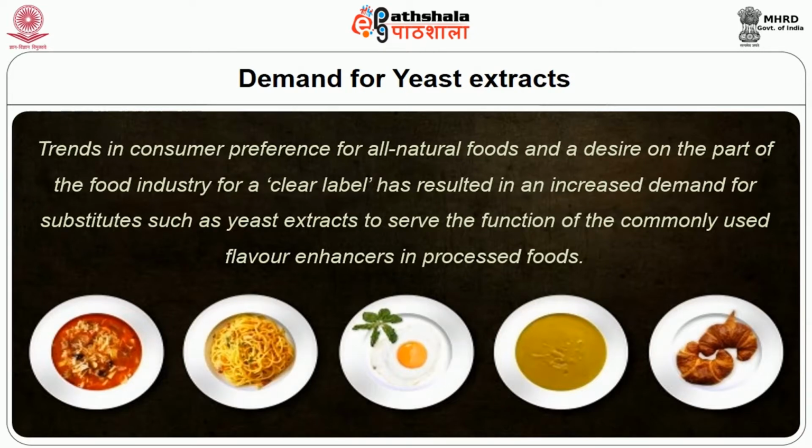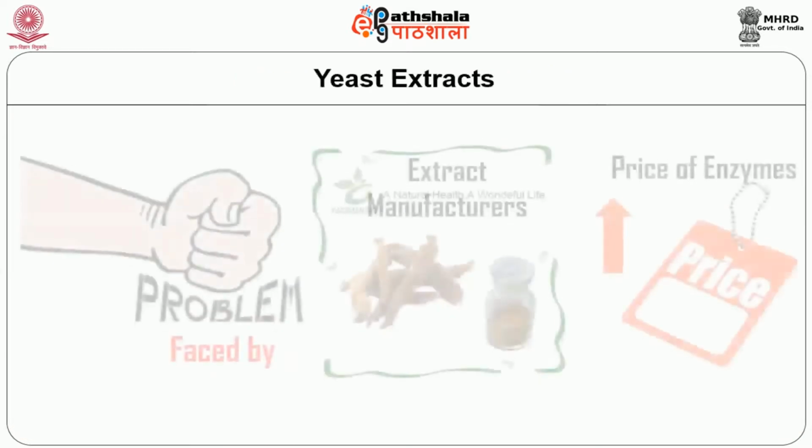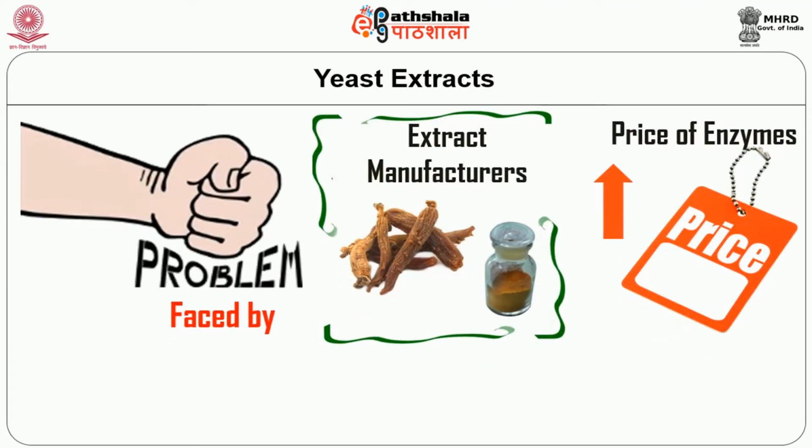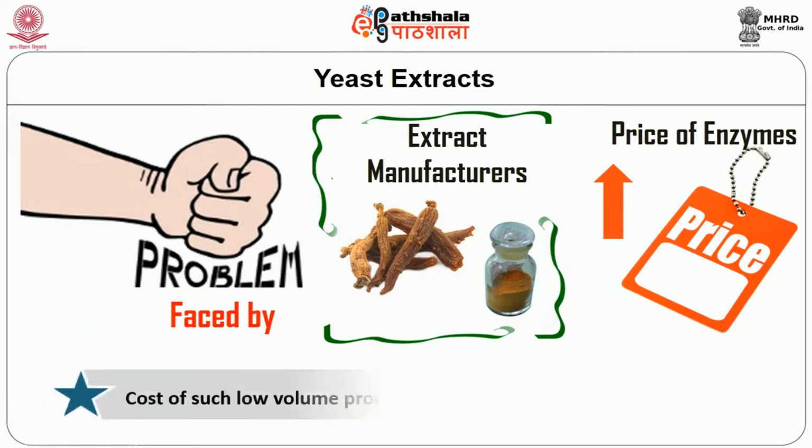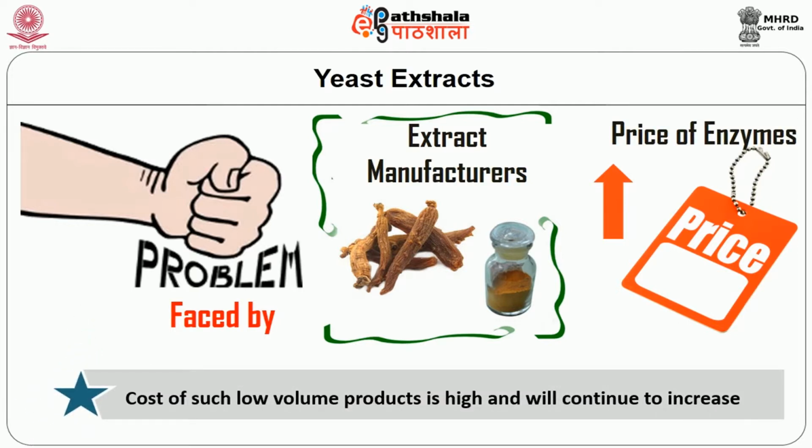As described previously, the procedure for the production of such yeast extracts requires the use of two enzymes, that is phosphodiesterase and adenylate deaminase. One of the problems faced by the extract manufacturers is the escalating price of the enzymes, because the current usage levels of these enzymes in the food industry are relatively low. The total amounts produced are correspondingly small. As expected, the cost of such low volume products is high and will continue to increase.